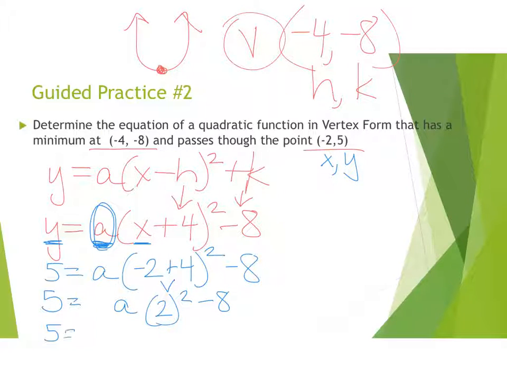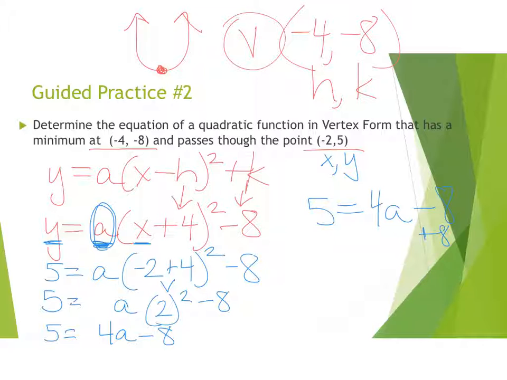I'm going to run out of room, so I'll have to go to the other side. 5 equals, let's do correct order of operations, exponents next. 2 squared is 4, so let's call that 4a minus 8. Continue with your two-step equation that you have now and solve for a.